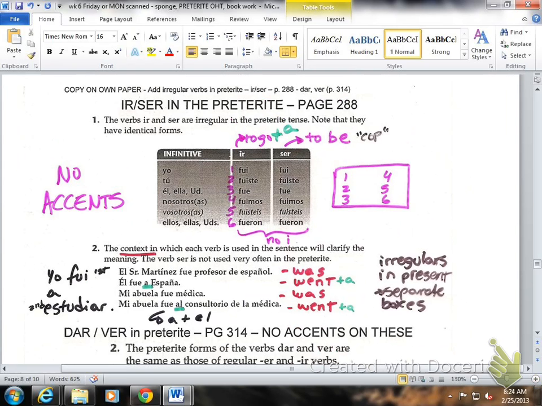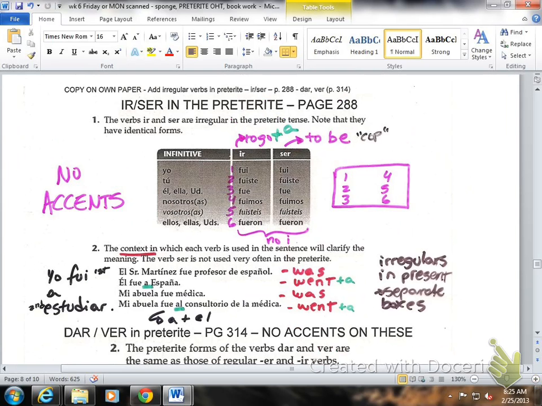And then you can see some of the examples down there at the bottom in context. El señor Martínez fue profesor de español. He was the Spanish professor, because it wouldn't make any sense for us to say that he went professor of Spanish. So you just look at it, and it would make sense in context. And again, that a is a clue there that it is the verb to go, so you went somewhere. You don't really have to know the reason why they are the same box. Just know that ser is not usually used in the preterite tense.